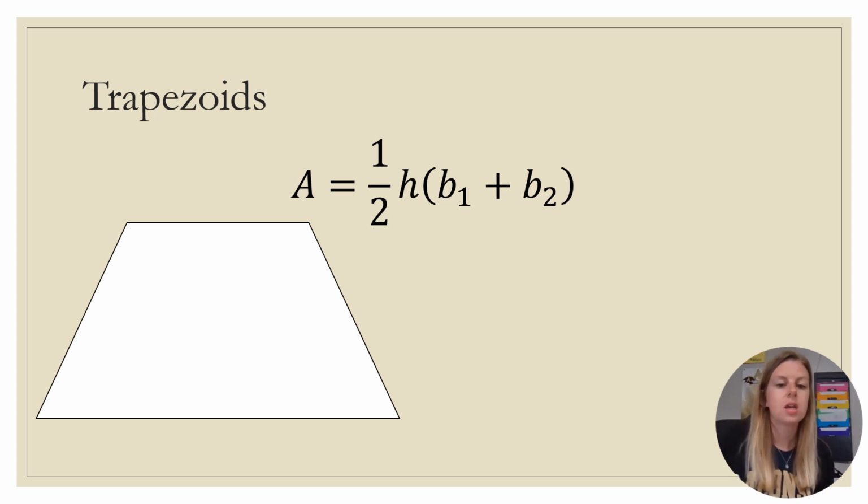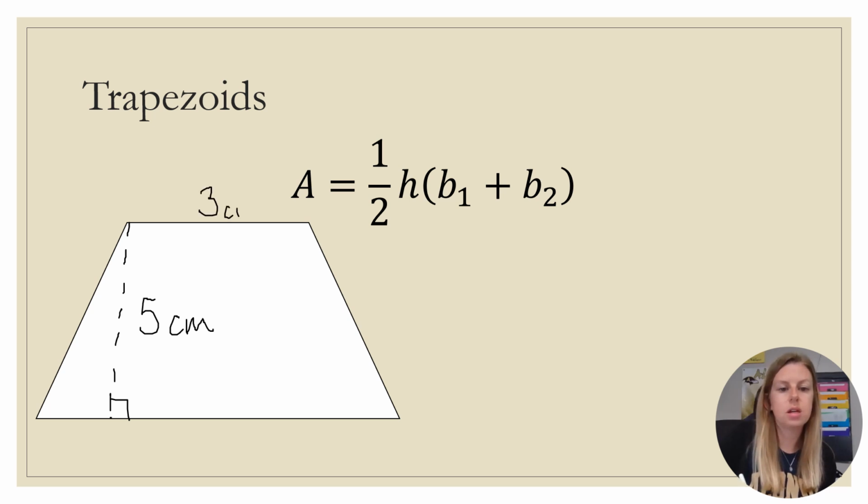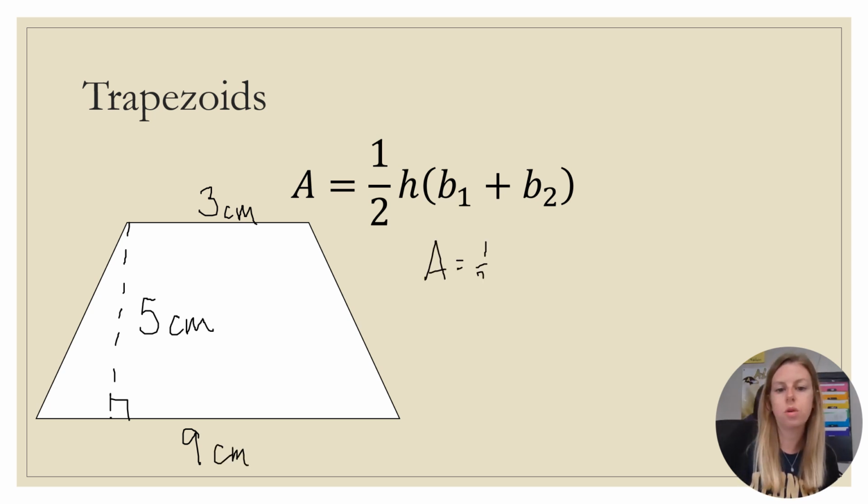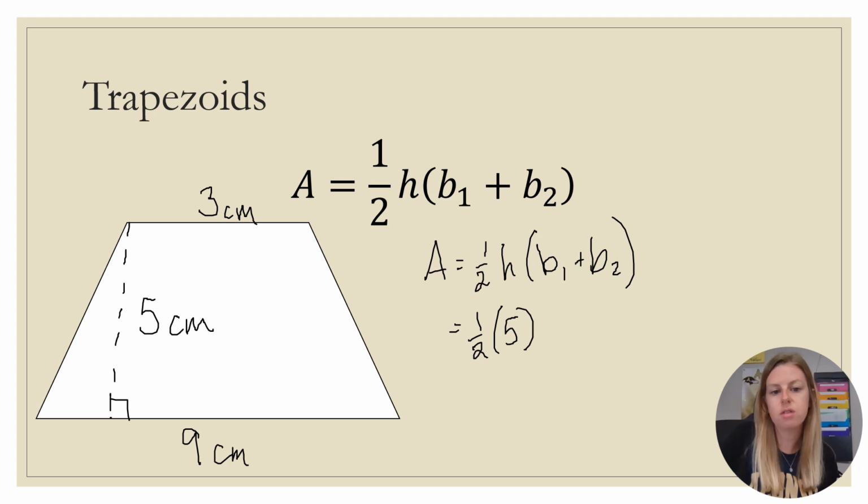So again, my height needs to always be a right angle, so let's go ahead and draw a height. We're going to say the height of this one is 5 centimeters. My top base is going to be 3 centimeters, and my bottom base is going to be, let's do 9 centimeters. All right, let's go ahead and plug things in. Area equals 1/2 height times base 1 plus base 2. So we have 1/2 times the height of 5 times 3 plus 9. Those are my two bases.